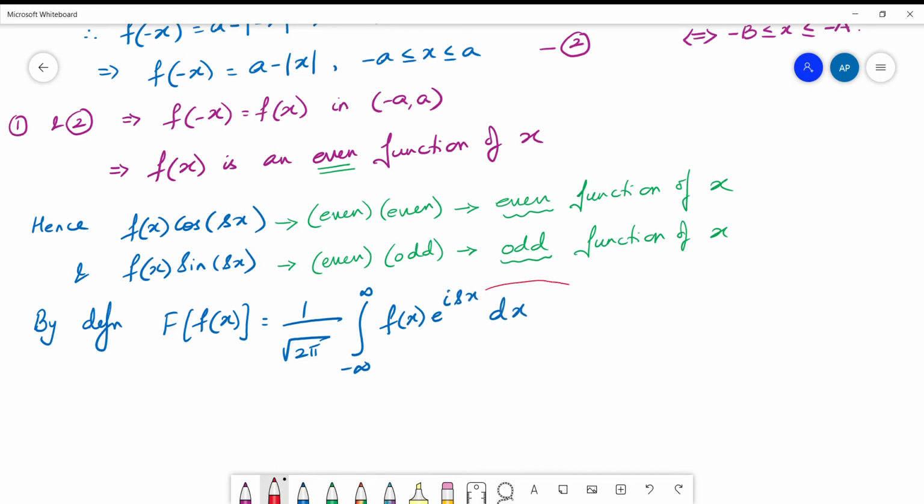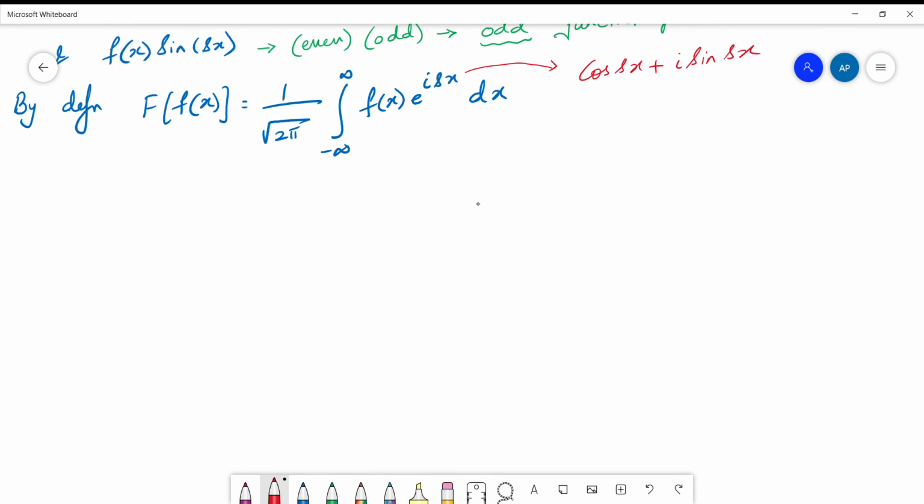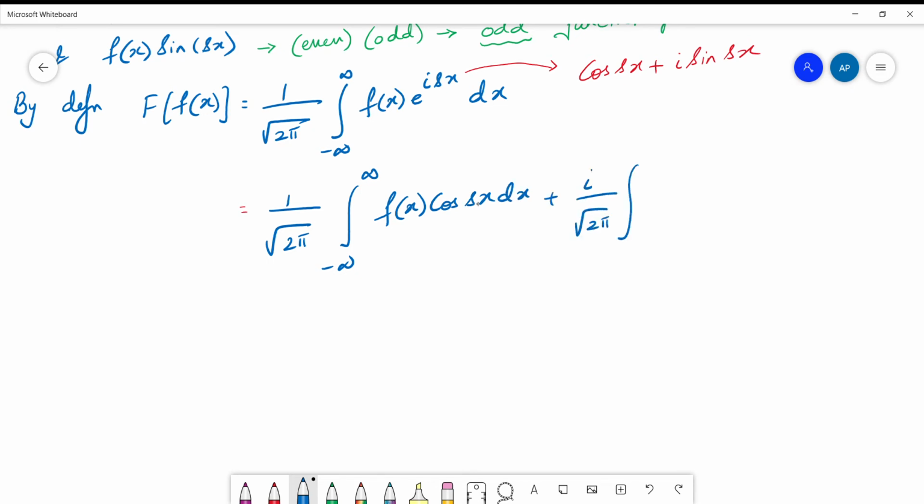As we normally do, we replace e power isx as cos sx plus i sin sx and split this integral into the sum of two integrals. So let me write it as 1 by root 2 pi integral minus to plus infinity f of x cos sx dx plus i times 1 by root 2 pi integral minus to plus infinity f of x sin sx dx.